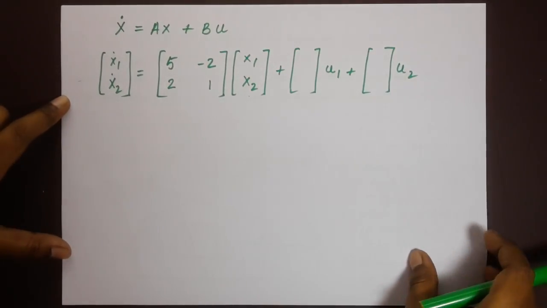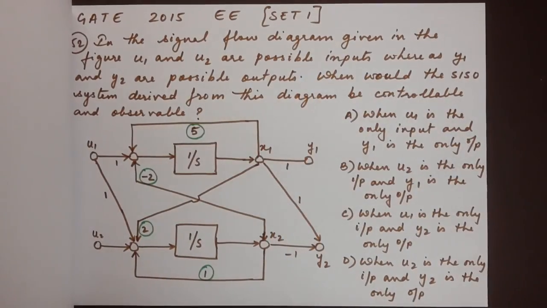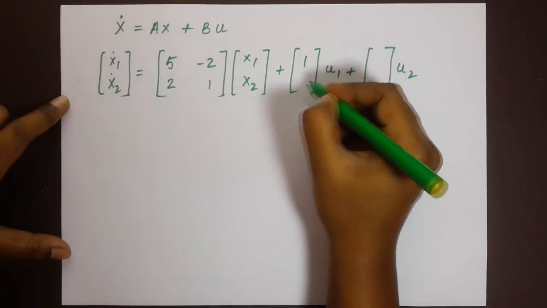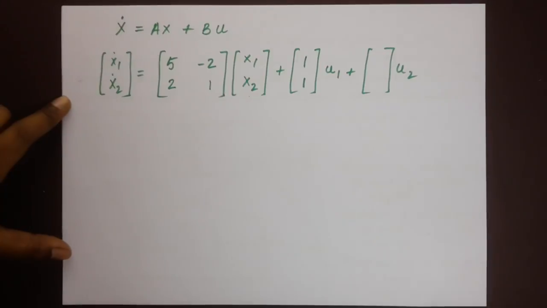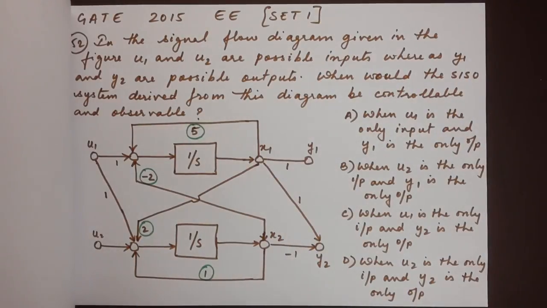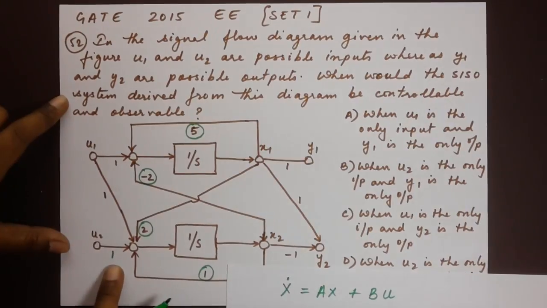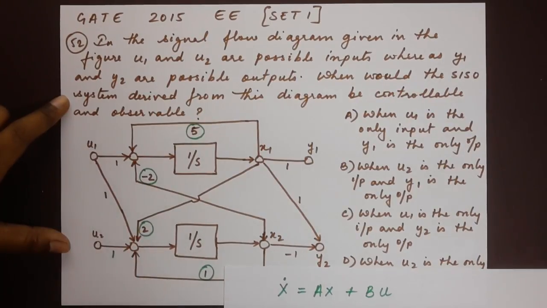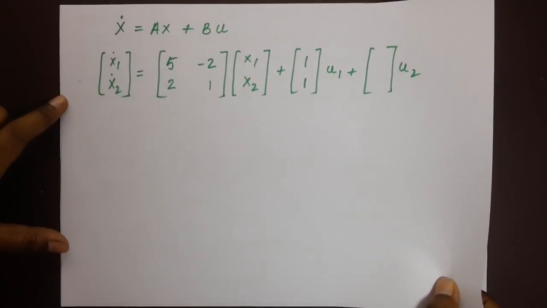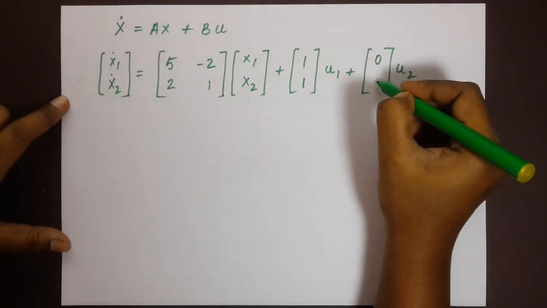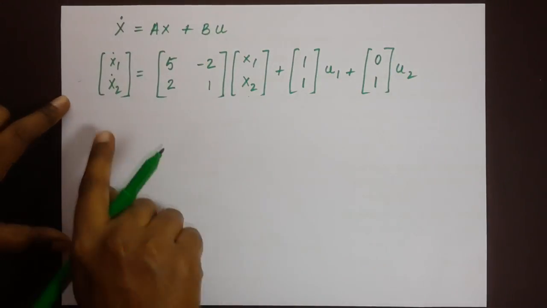Next we need B for U1. Now observe where U1 is. U1 has two values there, two paths. Both paths have a value of 1 each, right? That means we have our matrix 1, 1. Next, U2. U2 has got only one path and the value of that is 1. I think I missed writing that here. It doesn't have a connection to U1. Therefore, here the matrix is 0, 1. Okay, so this is our input equation.